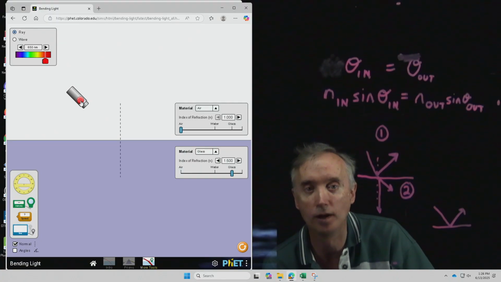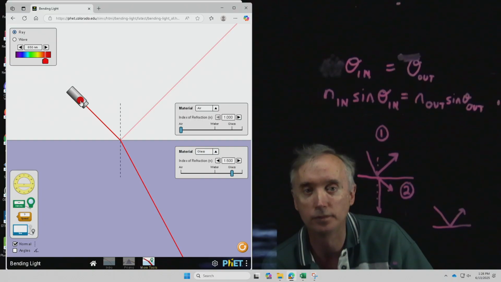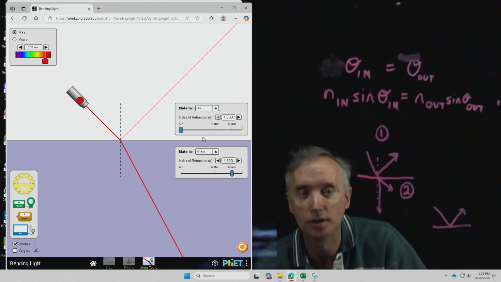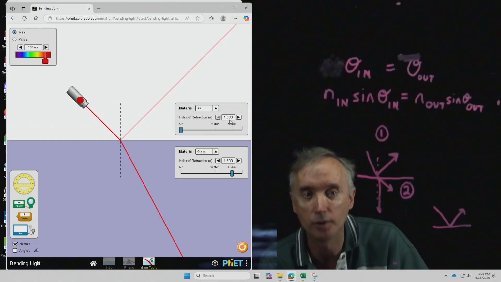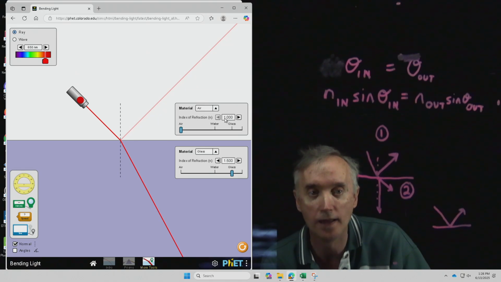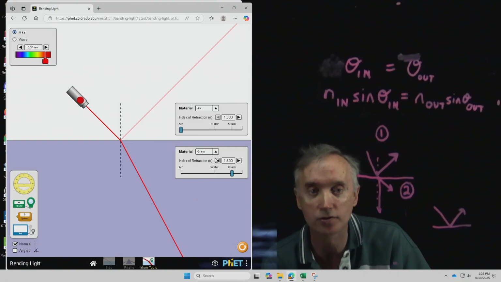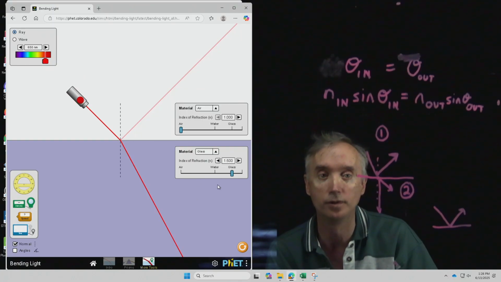And then we can press the button, and you can see that here's light that's going from this substance up here into this substance down here. And you can change the substance. So you see that this one up here has an index of refraction of 1. And that turns out to be air. And then this one down here is going to be glass. But we can change the index of refraction to other substances if we want.